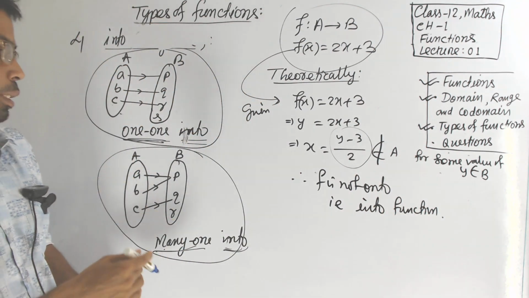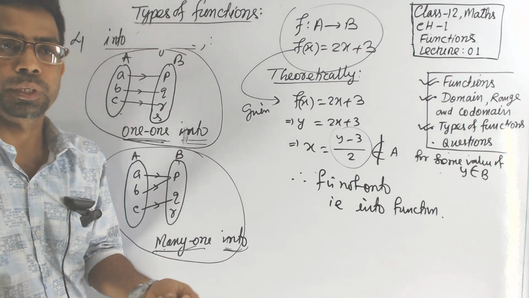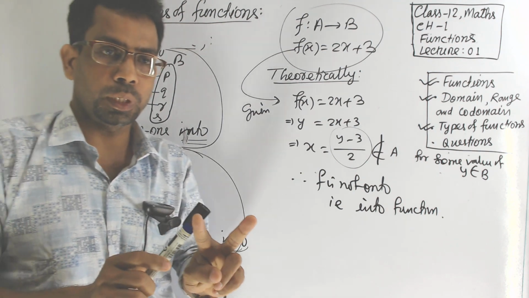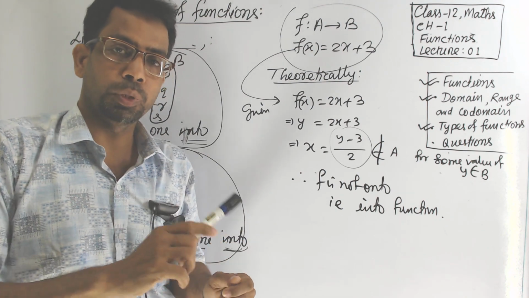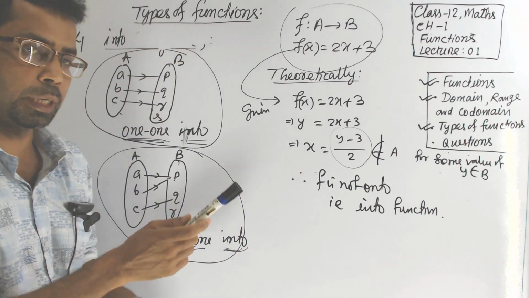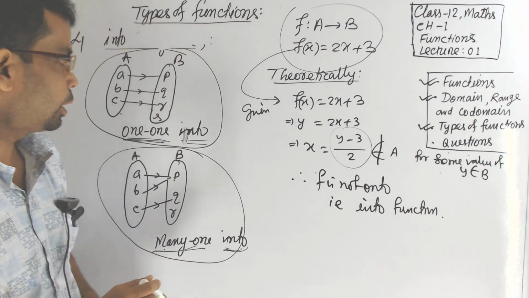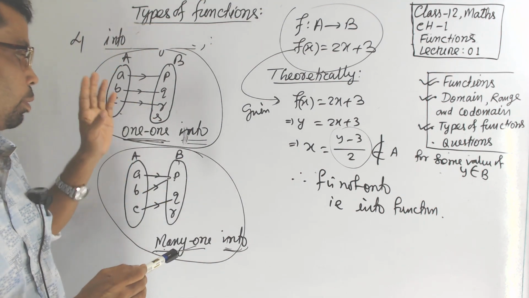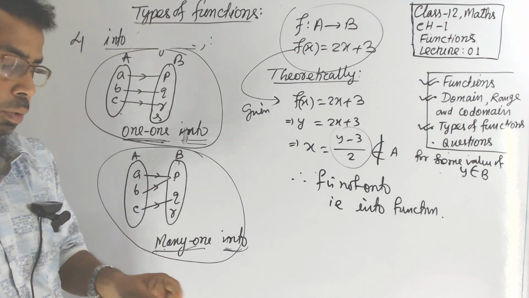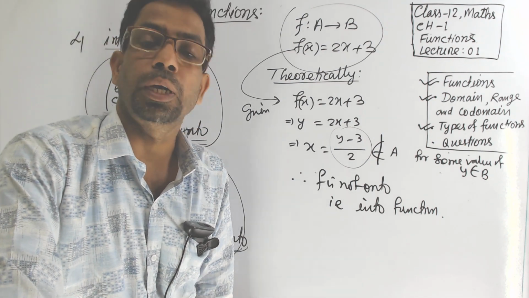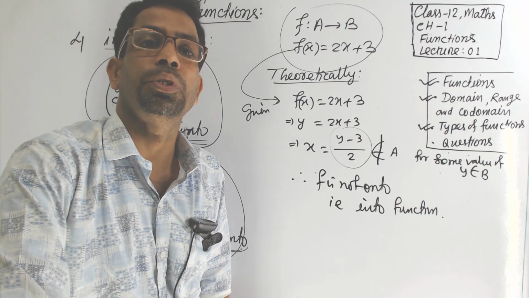So these are the concepts on different types of functions. That is, a function is 1-1, many-one, and a function can be onto, into. Onto, we have seen, can be many-one onto, 1-1 onto, and into also can be many-one into, 1-1 into. So these are the ideas about the types of functions. Next we will solve some questions.